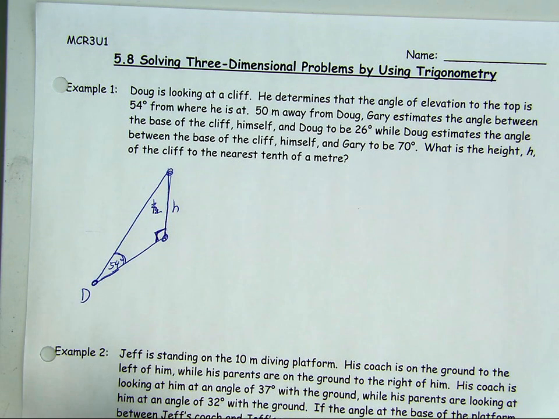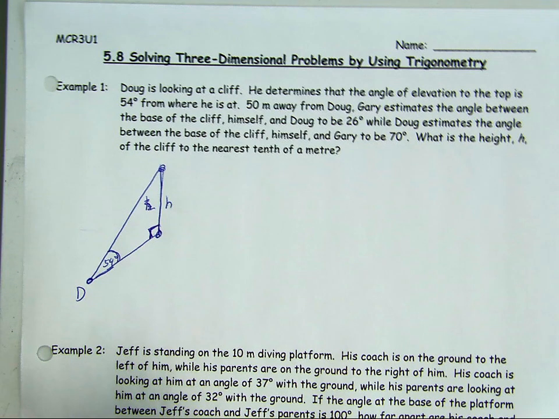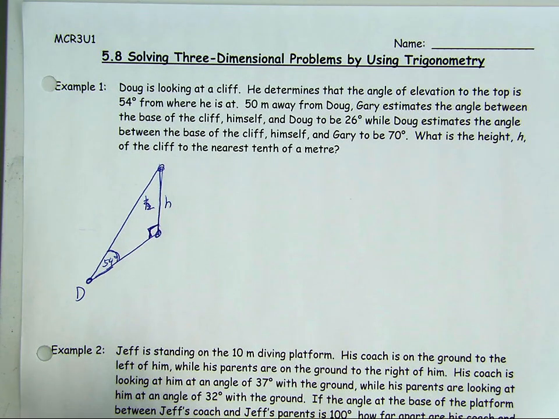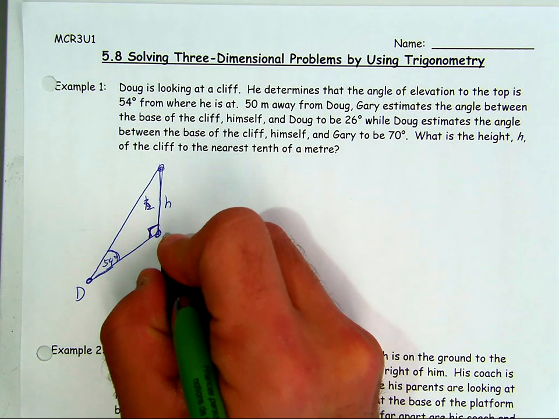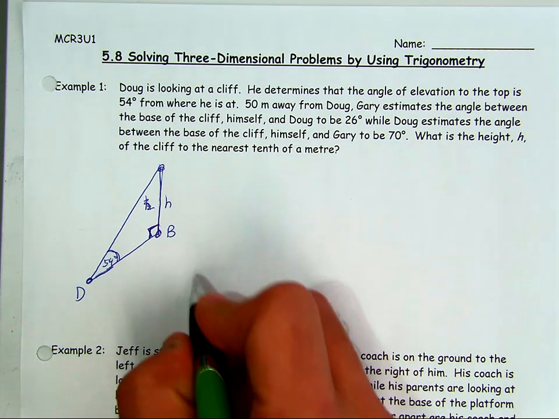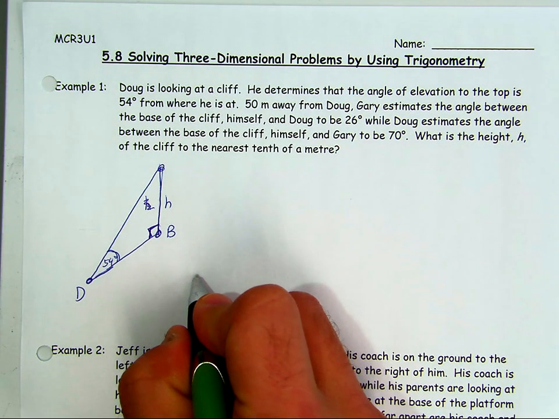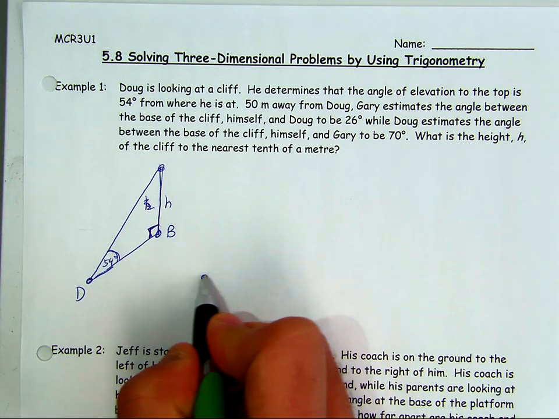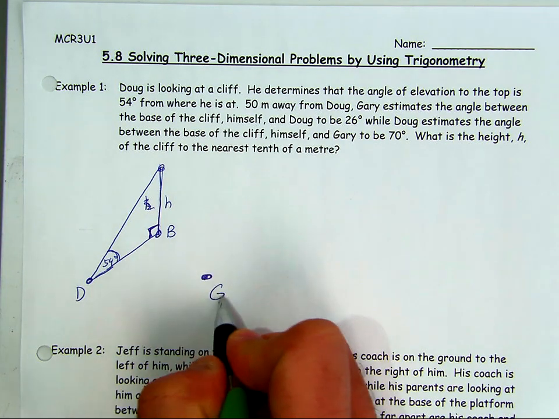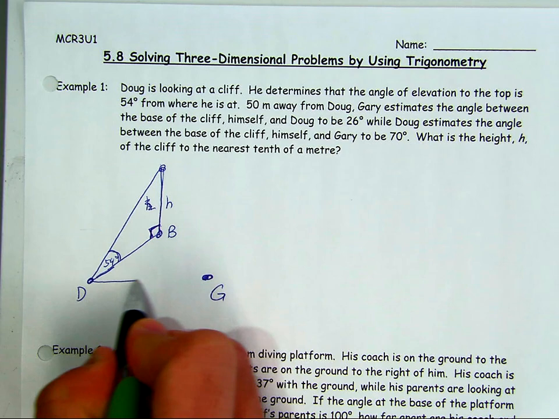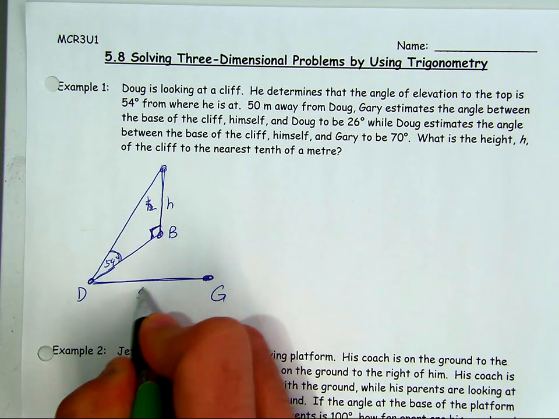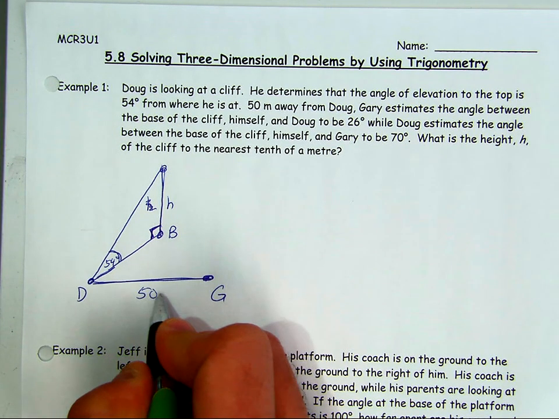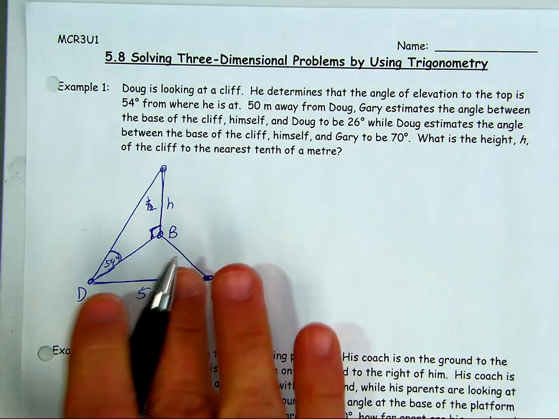The reason I'm doing that is because 50 meters away from Doug, Gary estimates the angle between the base of the cliff, himself and Doug, to be 26 degrees. So the base of the cliff is here, himself and Doug. Let's put Gary somewhere else on the ground. This is a bird's eye view of where Gary is, and Gary is 50 meters away from Doug. This forms a triangle that's a bird's eye view, so this is flat on the ground.